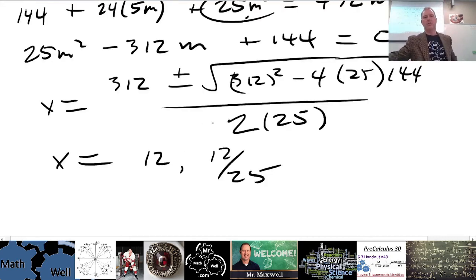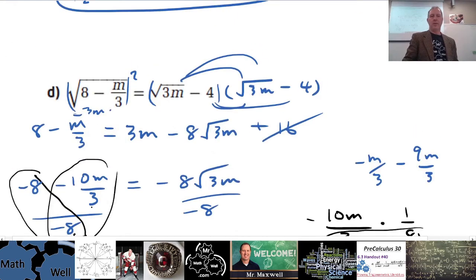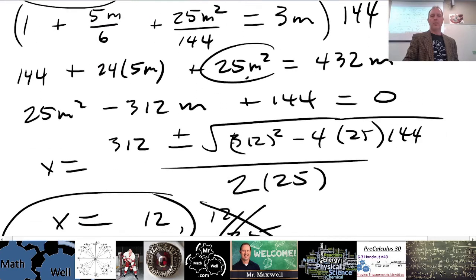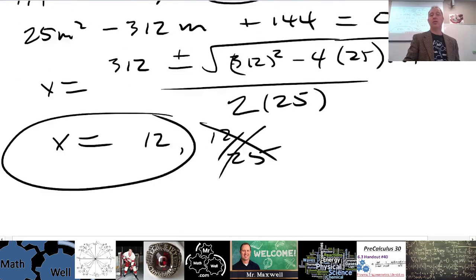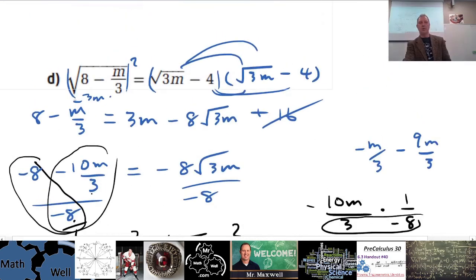All right, so your two answers should be 12 and 12 over 25, and this one should be rejected, extraneous. So here's your answer. All right, that was a really long one, but that would probably be the most complicated one that you would have to work through. Just get on your calculator, do one step at a time. This is where you need to start showing your work, right? Make sure that your work is shown, and also double check your answers.